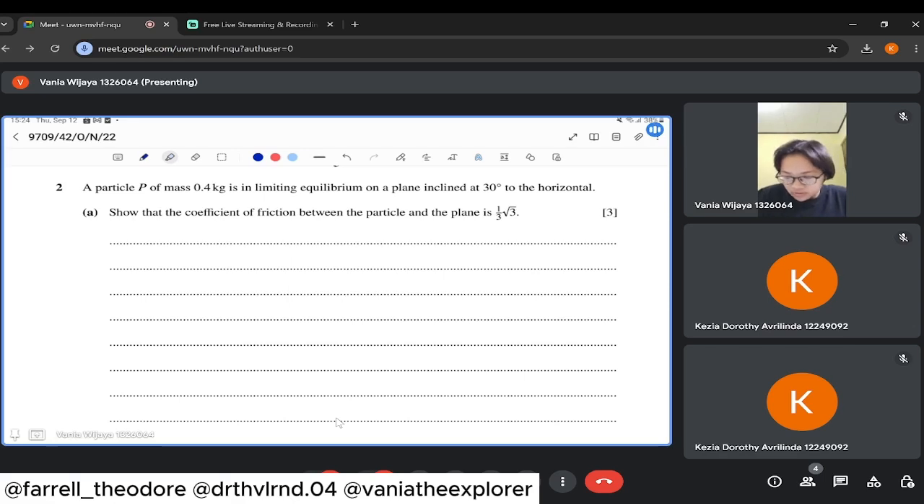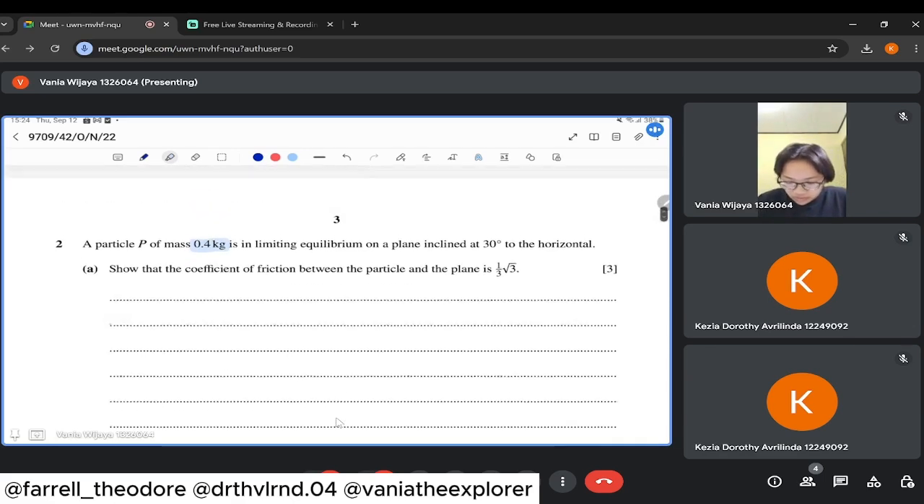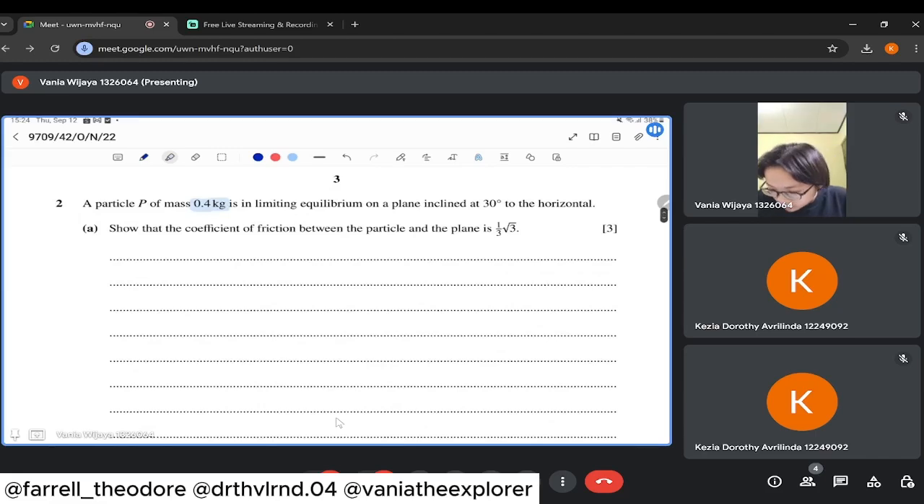So next one, we have number 2. A particle P of mass 0.4 kilogram is in limiting equilibrium on a plane inclined at 30 degrees to the horizontal. Show that the coefficient of friction between the particle and the plane is 1 over 3 square root of 3.